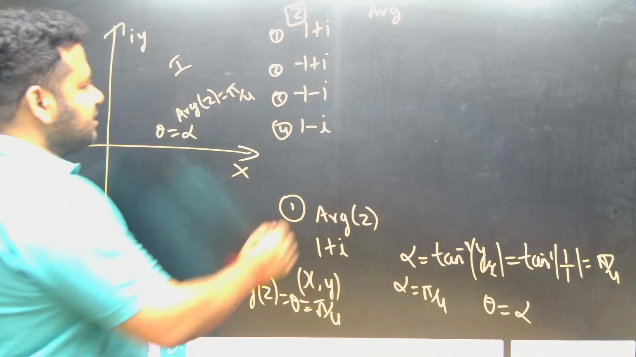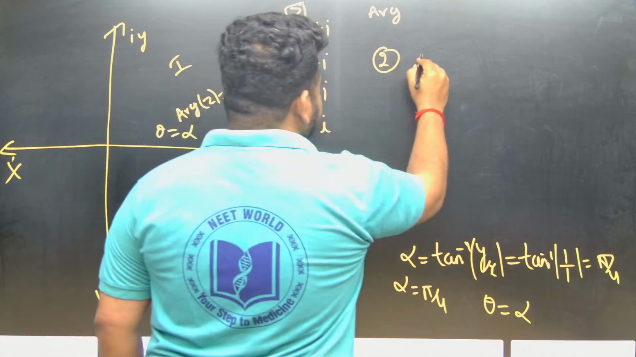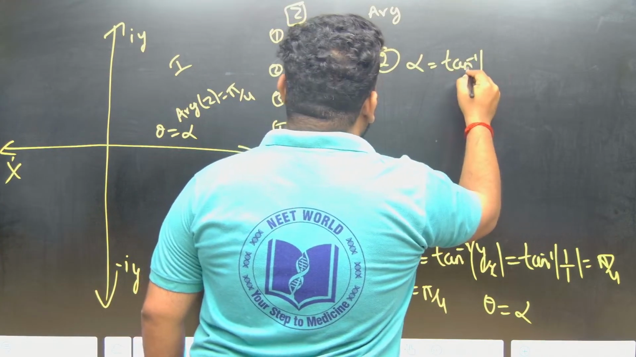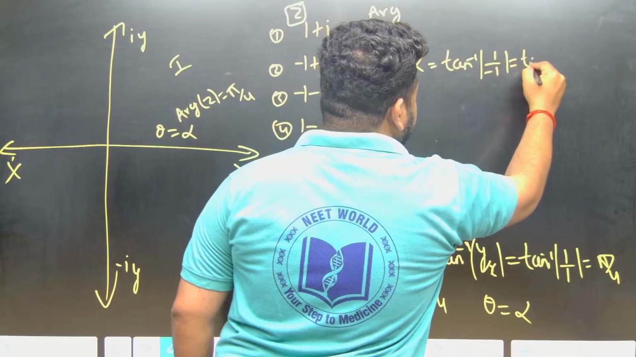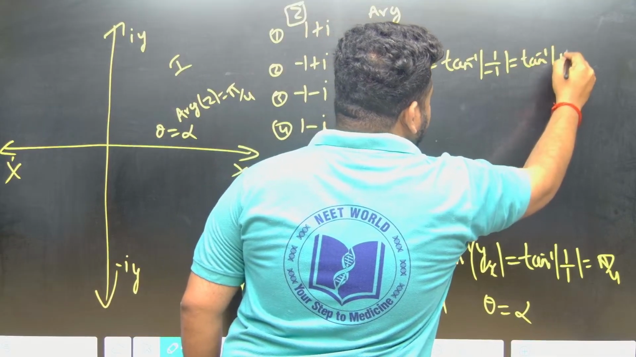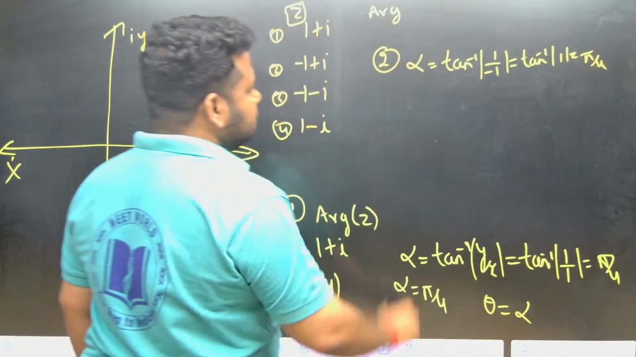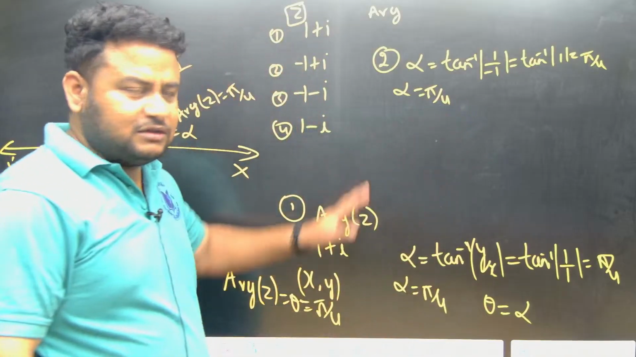Similarly, let us take up the second question here. If you take it up, first let us find out alpha. Alpha is equal to tan inverse of mod y by x. Mod y by x means 1 by minus 1, that is nothing but equal to tan inverse of mod 1, that is nothing but equal to pi by 4. So the alpha value is pi by 4.